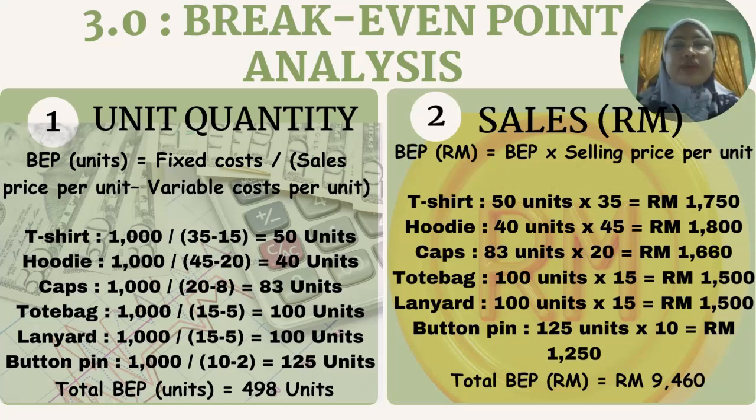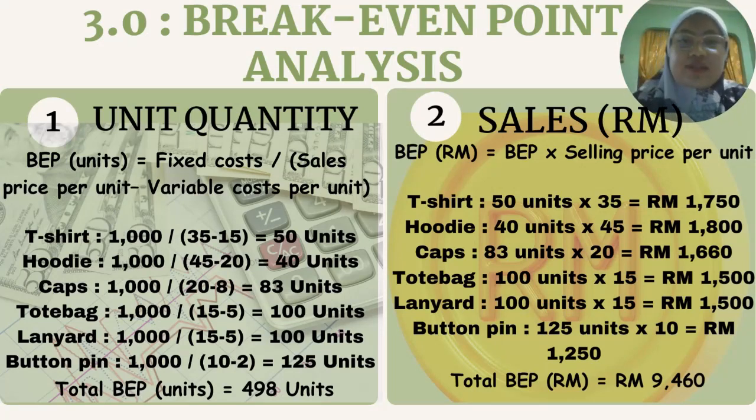The formula is BEP units equal fixed cost divided by sale price per unit minus variable cost per unit. We got T-shirt 50 units, hoodie 40 units, caps 83 units, tote bag and lanyard we got 100 units, while button pin we got 125 units. The total BEP is 498 units.